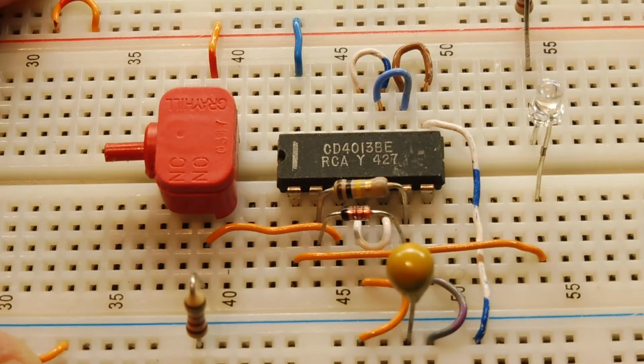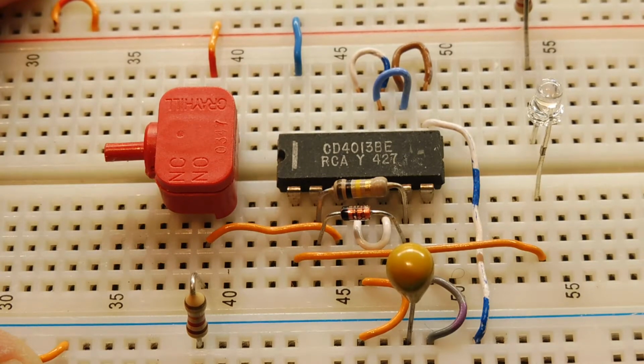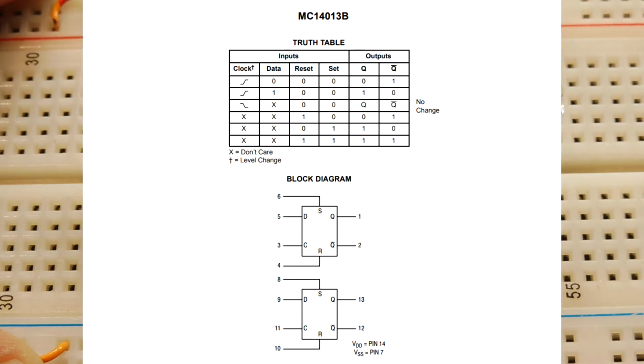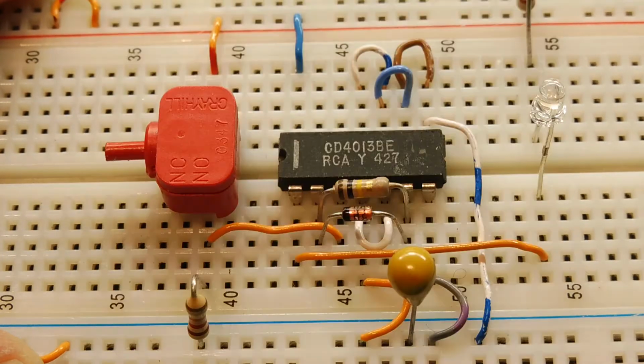Okay, this is part two video of simple digital logic circuits using the 4000 series CMOS logic gates. Now the circuit we're going to look at next is a monostable, and I'm using a 4013D flip-flop. I'm using one of the flip-flops in the package, there are actually two inside the chip.